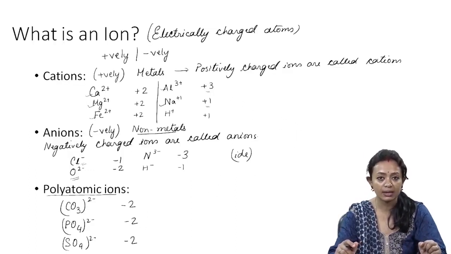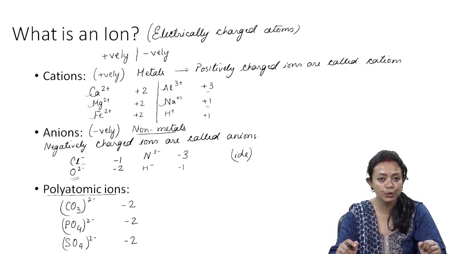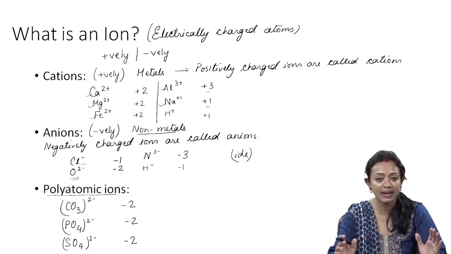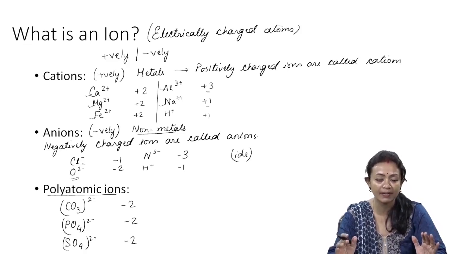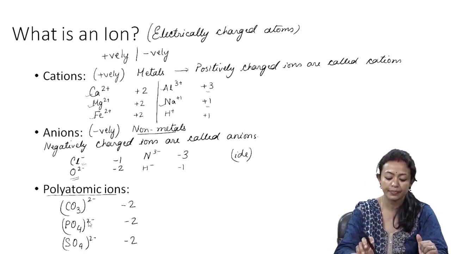What is an ion? Ions are electrically charged atoms. If they are positively charged, we call them cations, which is a characteristic of metals. And if they are negatively charged, we call them anions. And non-metals are negatively charged. We also have another group of ions. We call them polyatomic ions. Polyatomic ions are basically clusters of atoms that behave as a single ion. This cluster of atoms carries some charge and they behave as a single ion, and we thus term them as polyatomic ions.